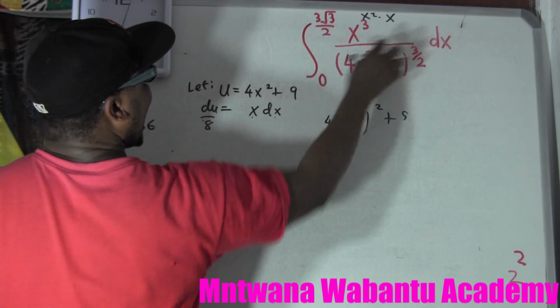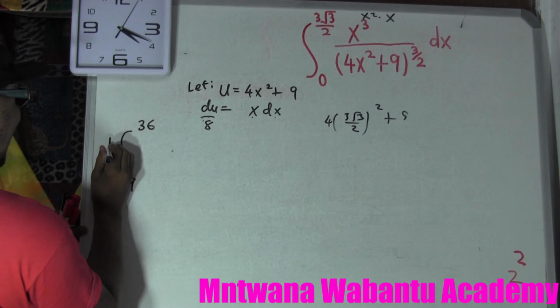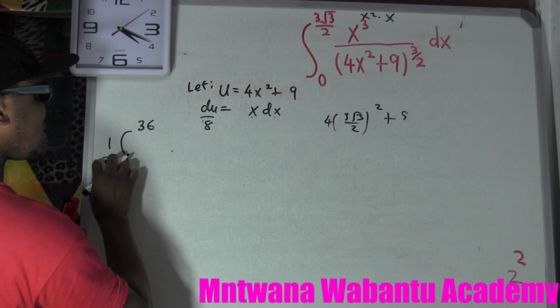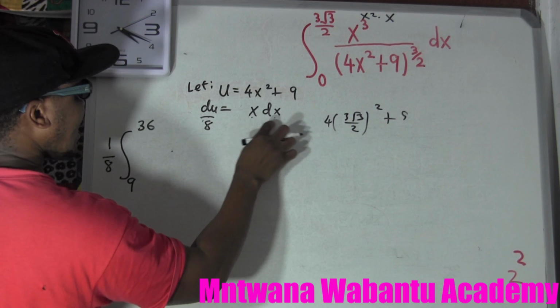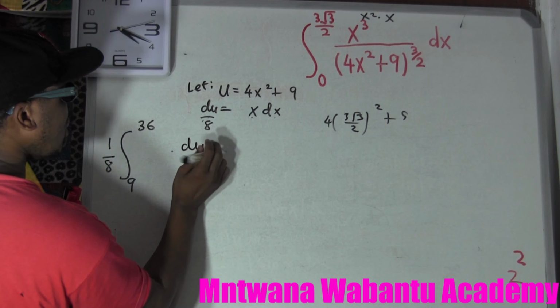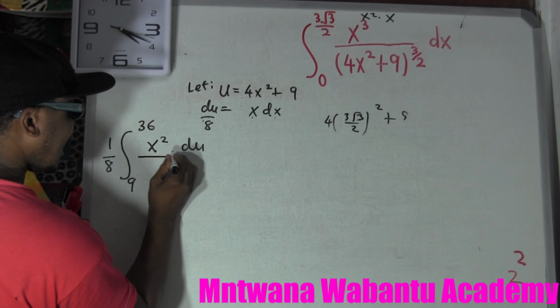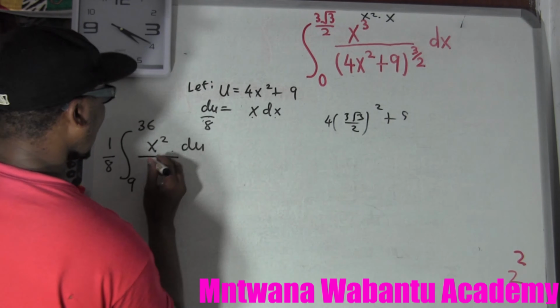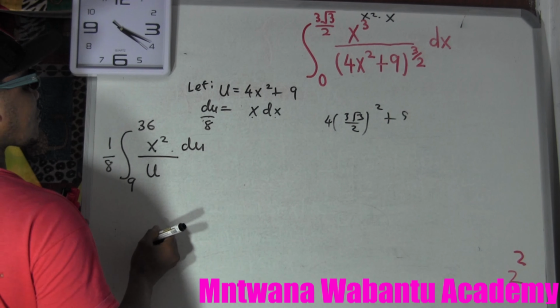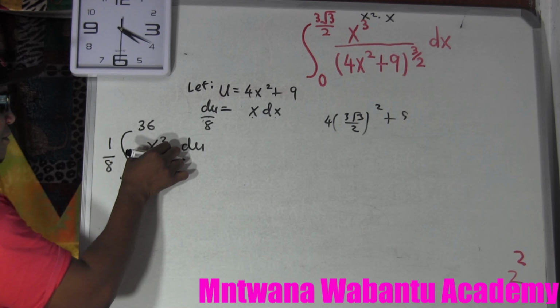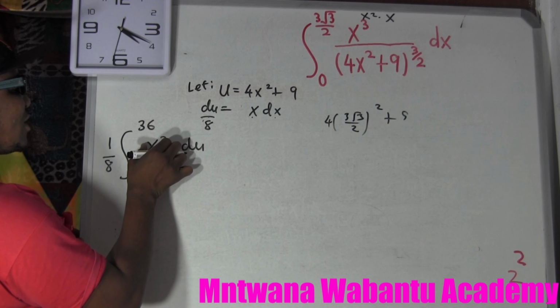Now, x dx equals du over 8. So 1 over 8 is going to go at the back, because du over 8. Then here we're left with u, and remember here is x squared, so we're left with x squared. All of this stuff equals u, from 9 to 36, and we have 3 over 2. You see what I'm saying? So now we don't need this x.